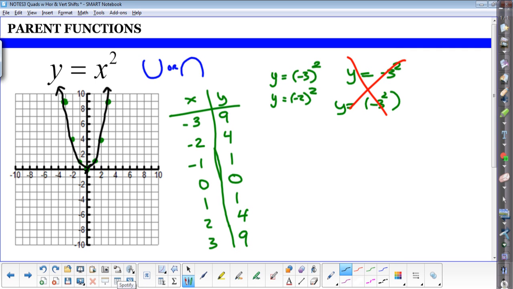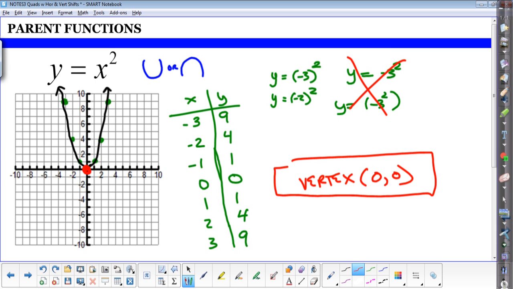Let's write down the key parts to this. The first thing is, where is the vertex? Just like an absolute value, a quadratic has a vertex. It's right where it starts to change directions. Just like in an absolute value, it's 0, 0. That's the key part. The difference between a quadratic and an absolute value is I do not have a constant rate of change. I went up 1, and then I went up 3, and then I went up 5. So this is what I need to remember about the quadratic, is its vertex is 0, 0.